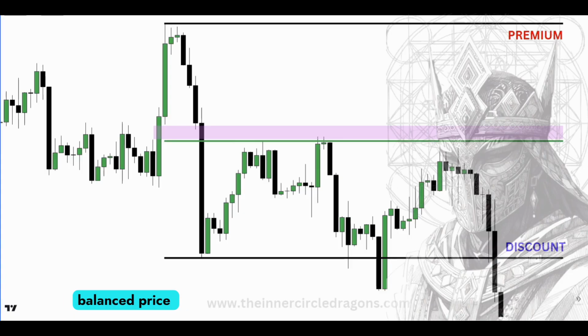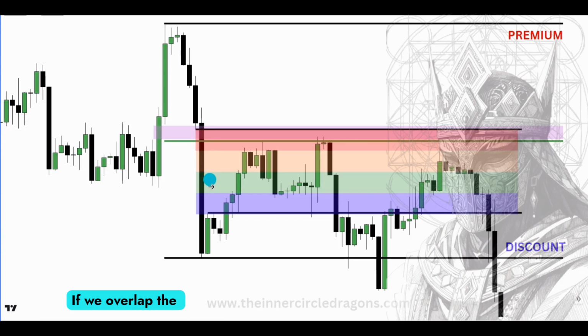Now, there are different types of balanced price ranges, and again, that's beyond the scope of this lecture. But since we have buy-side delivery and sell-side delivery, we do not anticipate price to fully rebalance this sell-side imbalance. If we overlap the premium high to the discount low of this sell side imbalance, you can see how the upper quadrant, which is our deep premium, also overlaps with our equilibrium level and the balanced price range to the left. This is holding price here like a brick wall. And again, the story is being told in the candle's bodies. We reject from this area and move sharply away.